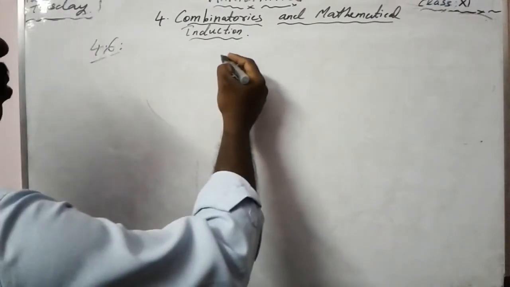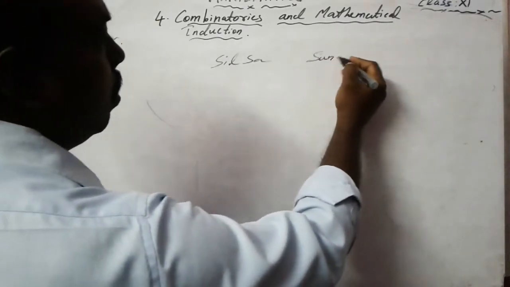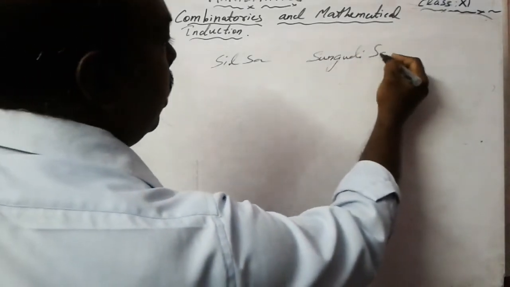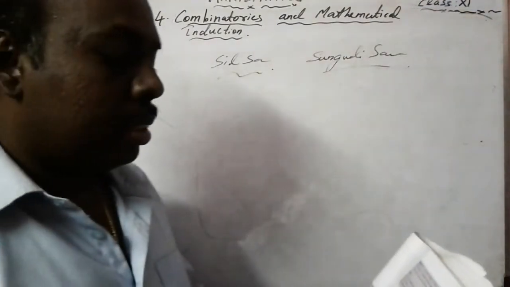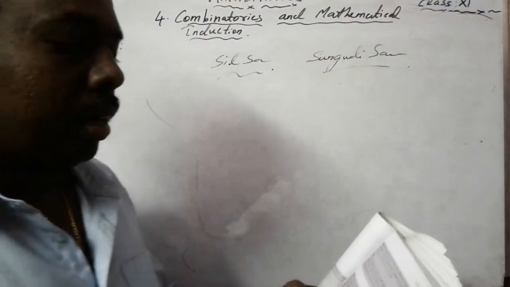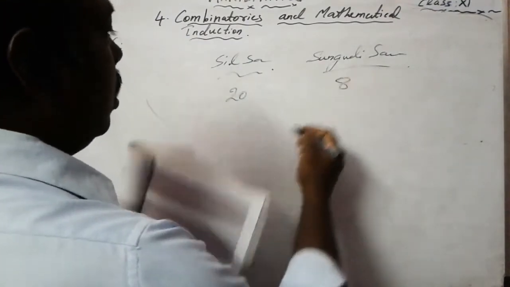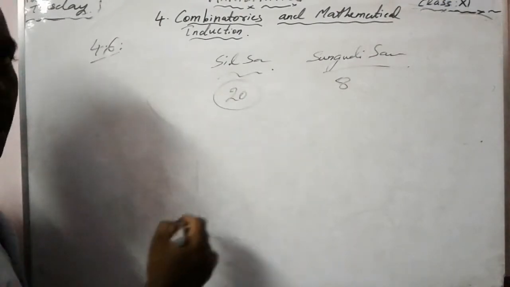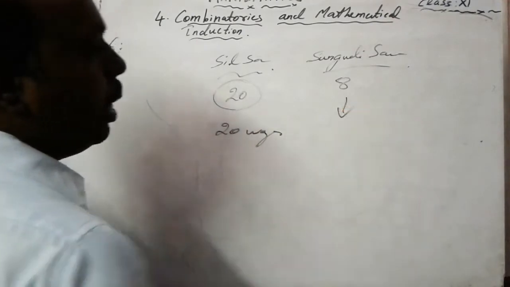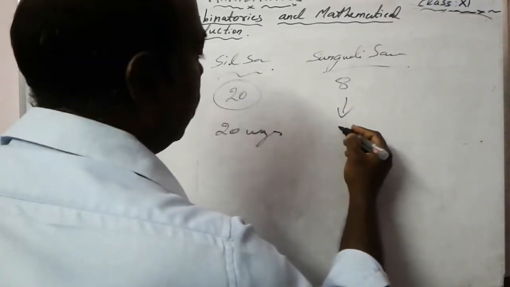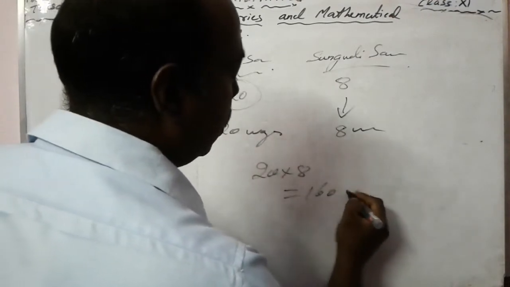So there are 2 types, silk saree and singudi saree. How many silk sarees are there? 20 different varieties. So 20 here, 8. Out of these 20, one has to be selected. Am I right? So 20 ways. Then out of 8, one has to be selected. So 8 ways. So 20 into 8, that is equal to 160 ways.